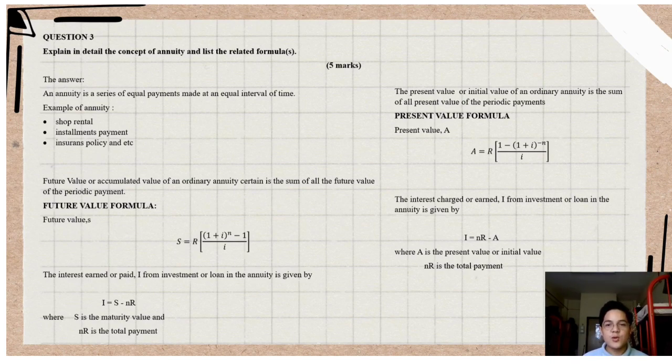The present value or initial value of an ordinary annuity is the sum of all present values of the periodic payments. The present value formula is A equals R in bracket 1 minus (1 plus i) to the power of negative n, over i. The interest charged or earned, I, from an investment or loan in the annuity is given by I equals nR minus A, where A is the present value or initial value and nR is the total payment.